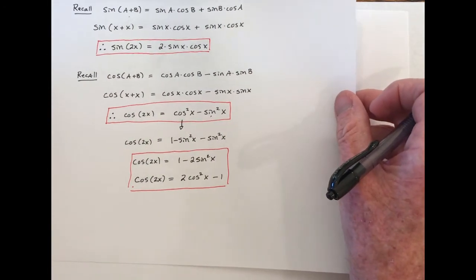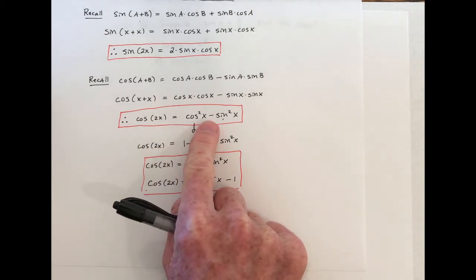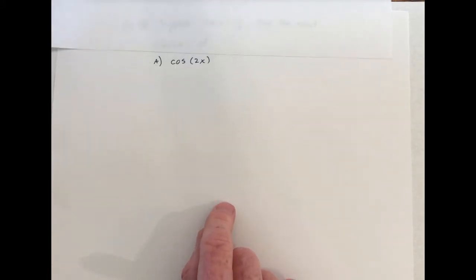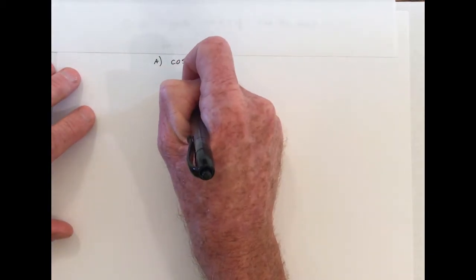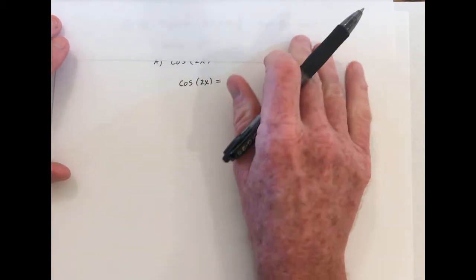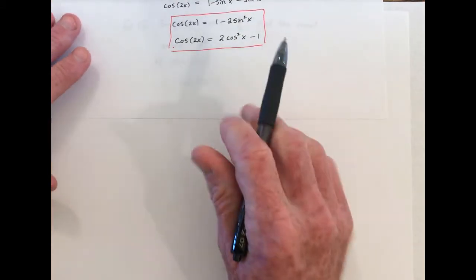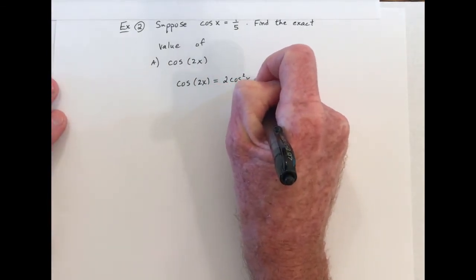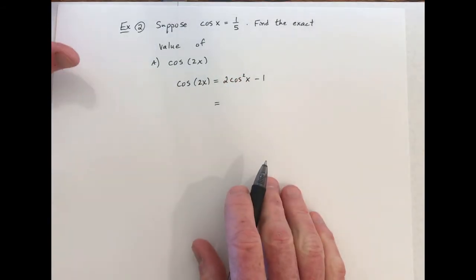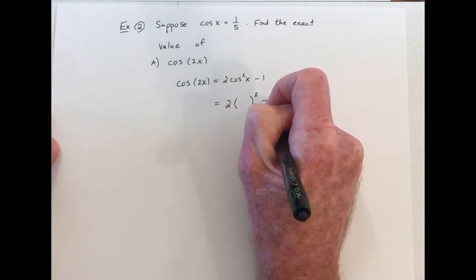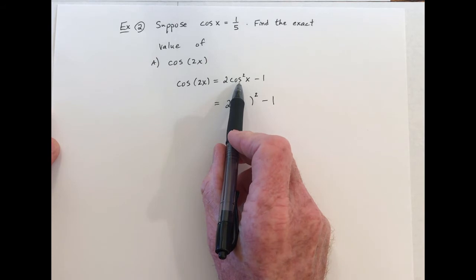Let's see. Cosine of 2x. I could use this one, but this one I need both cosine and sine. I should use this one. So I'm going to use that cosine of 2x is equal to, using this one, 2 cosine squared x minus 1. So that means it's 2 and then something gets squared minus 1. And what got squared is cosine of x.